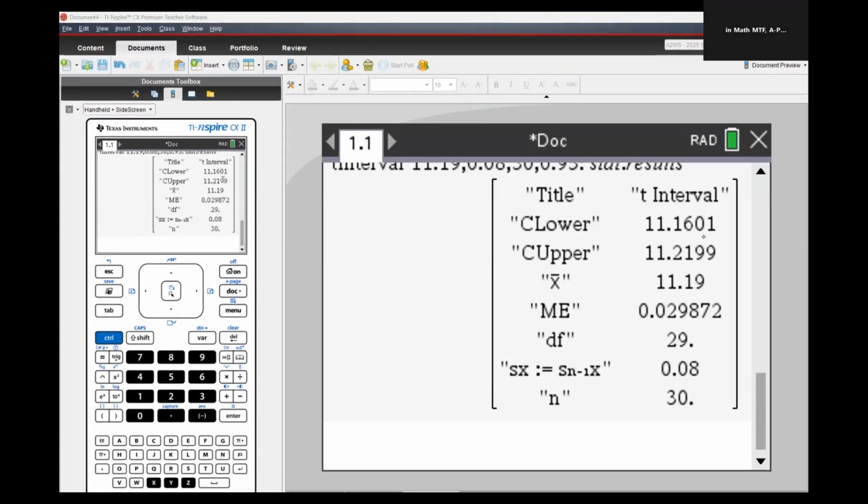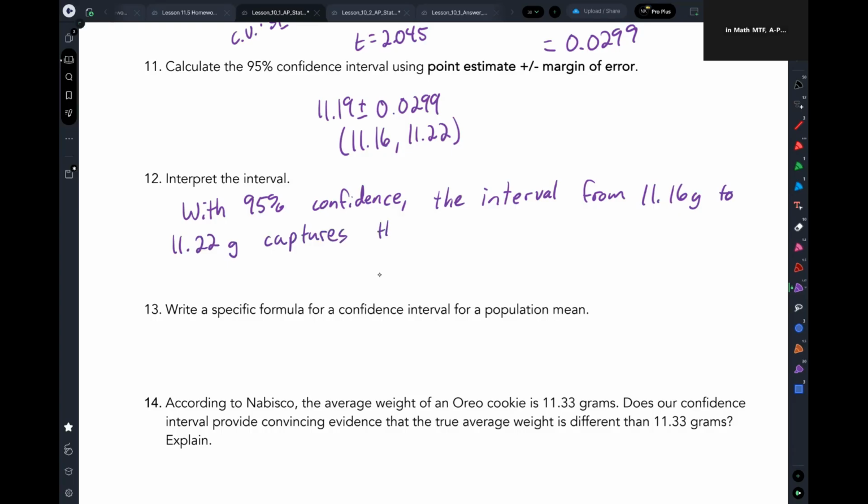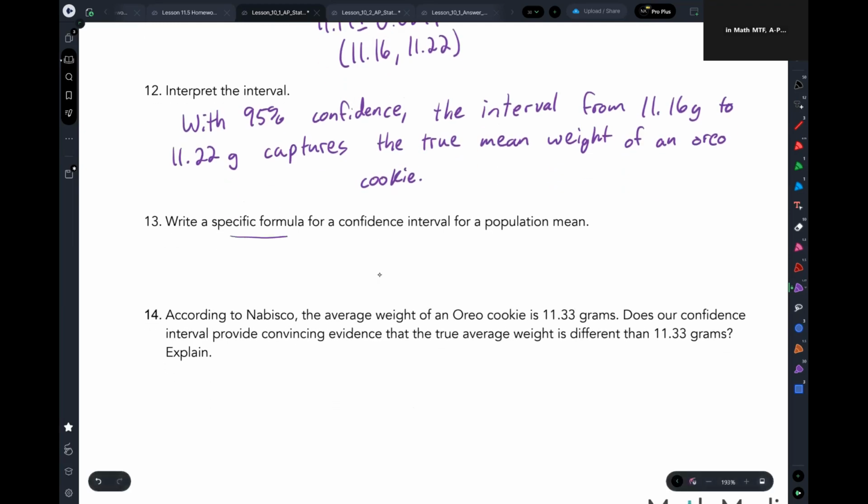I hope I shared that screen. Yeah, I did. Sweet. Okay, just as before, with 95% confidence, the interval from 11.16 grams to 11.22 grams captures the true mean weight of an Oreo cookie.